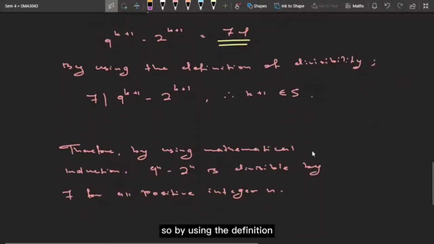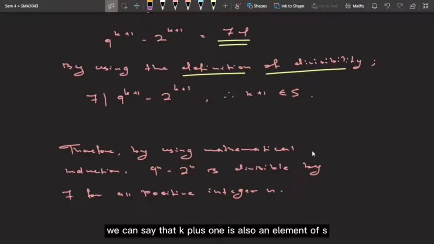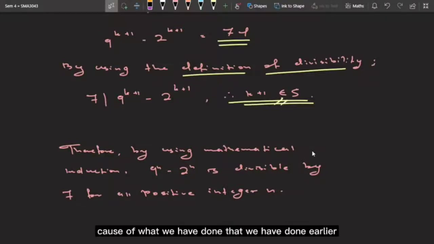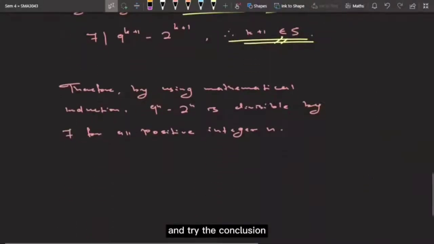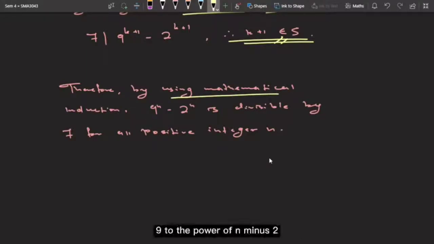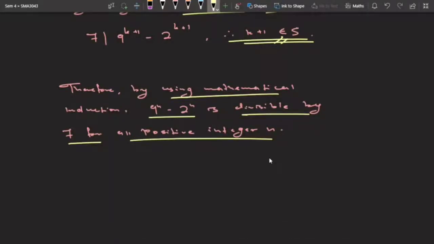So by using the definition of divisibility again, we can say that k plus 1 is also an element of S because of what we have done earlier, right? And to write the conclusion: therefore, by using mathematical induction, 9 to the power of n minus 2 to the power of n is divisible by 7 for all positive integer n is true.